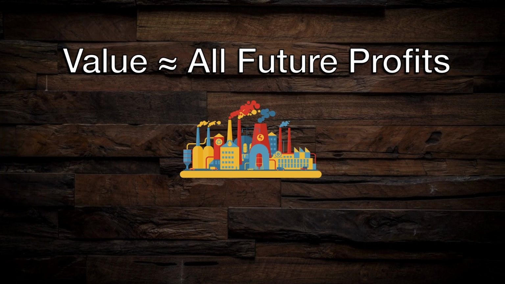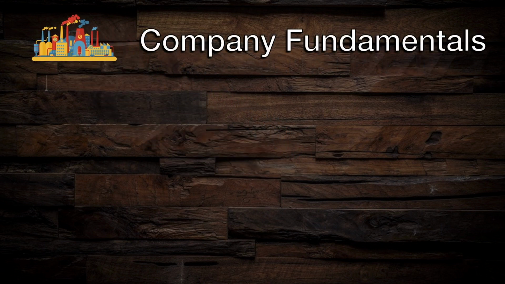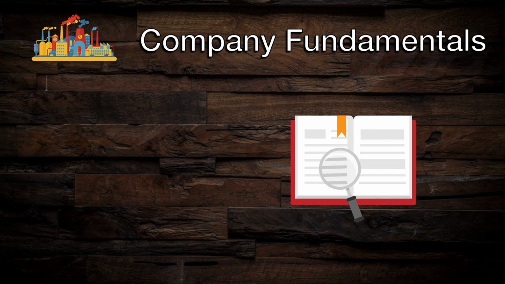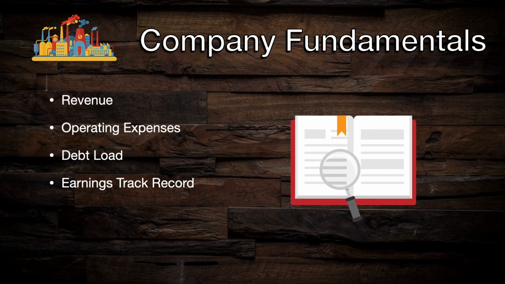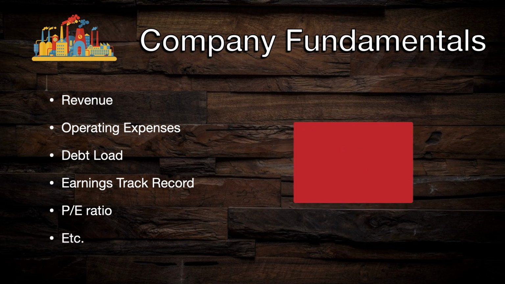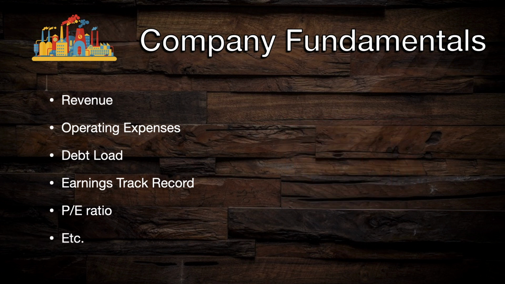So to get an idea of what a company might be worth, investors analyze fundamental data from the company's financial statements. Fundamentals include things like revenue, operating expenses, debt load, earnings track record, price to earnings ratio, and more. This data can give investors an idea of what a company might be worth, but companies only publish new financial data once every quarter, so the market is always hungry for estimates and forecasts of future data points.